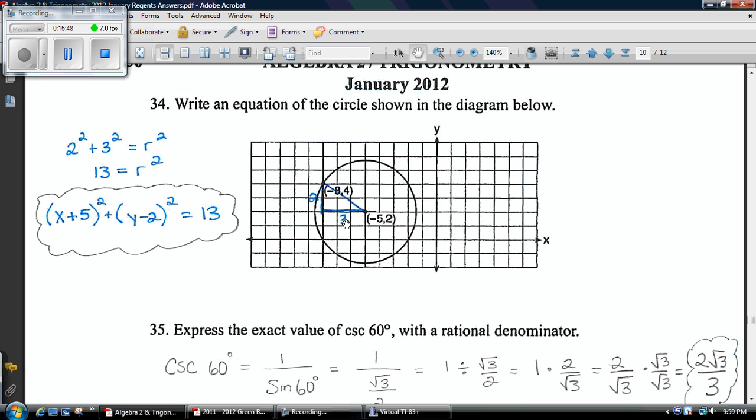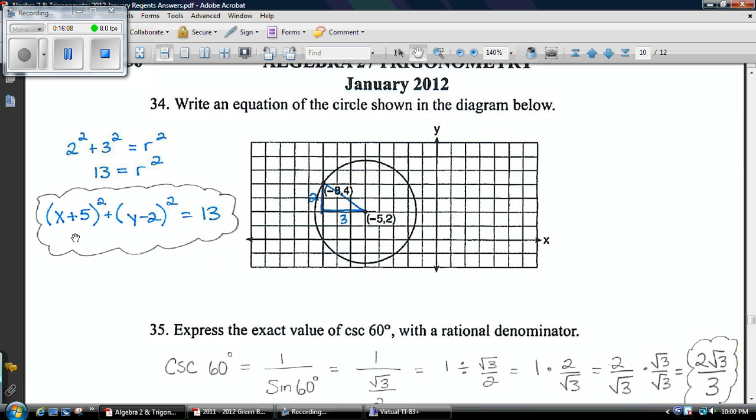Write an equation of the circle in the diagram. Well, I took a cheap shortcut. What you really need is the center. You need the radius, I'm sorry. I used Pythagorean theorem, right? Here's my diagonal. There's my radius. That means that this leg is worth 2. This leg is worth 3. Use Pythagorean theorem. The radius squared is 13.